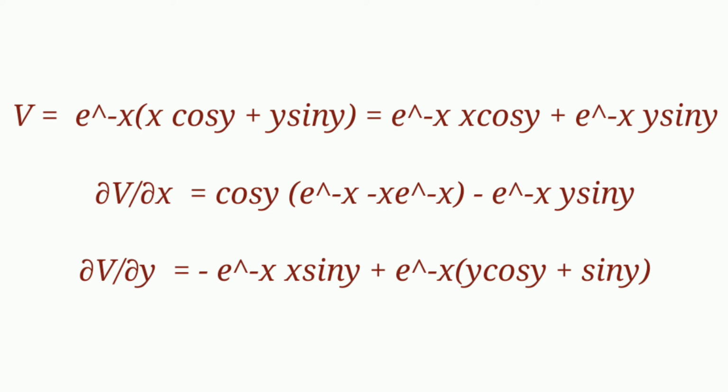Next, derivative of second term. See, we are differentiating with respect to y. Here, e raised to minus x is a constant. So, you have to write the derivative of y sin y. See, it's a product, so you apply product rule. So, its derivative is e raised to minus x into y into derivative of sin y, it is cos y, plus sin y into derivative of y, which is 1. So, we have ∂v/∂y is minus e raised to minus x into x sin y plus e raised to minus x into y cos y plus sin y.